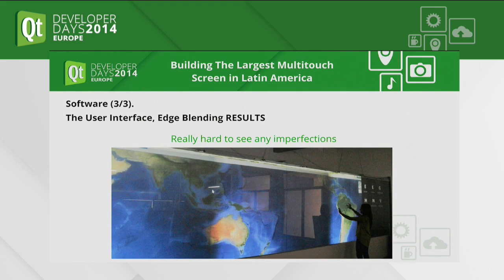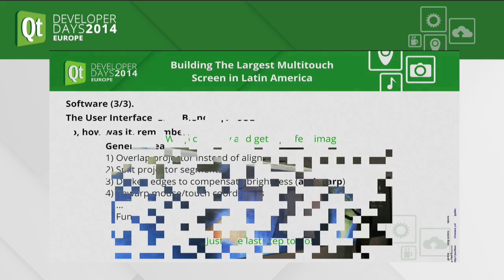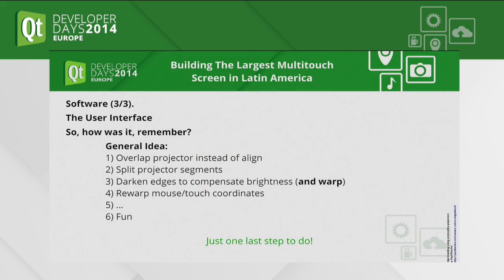Yes, really, it's very difficult to see any imperfections. There's one there, but it's only brightness. Yeah, we went through the 4 or 5 steps, but there's one step that we missed here. I didn't explain that. It was how to rewarp the coordinates.